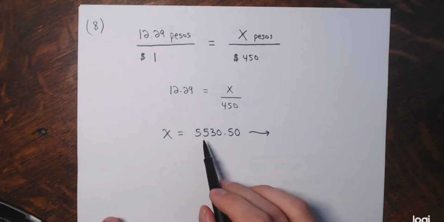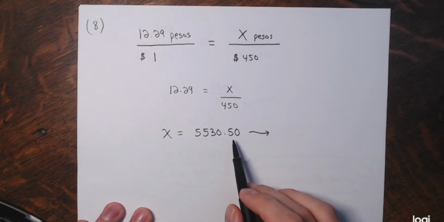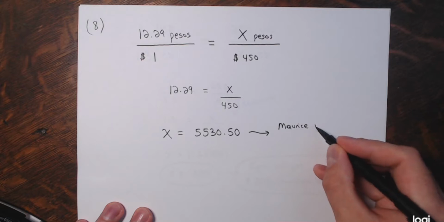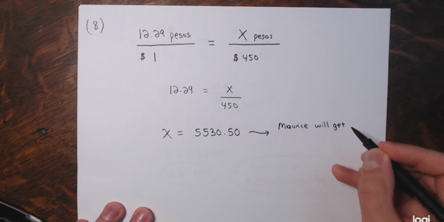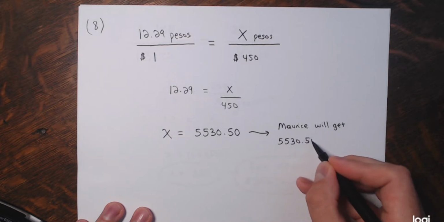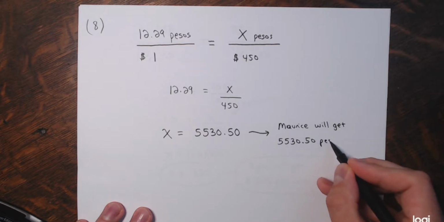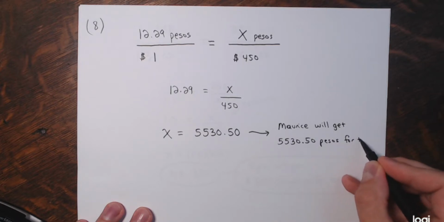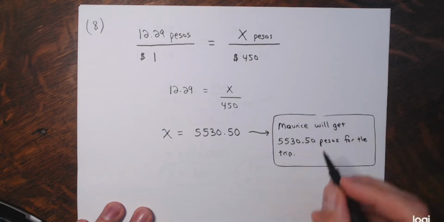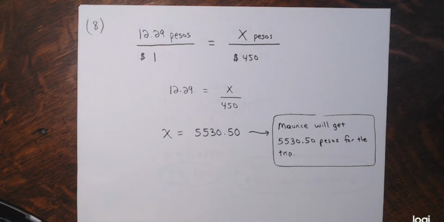So this is how much money Maurice would get in pesos. So I'll write that: Maurice will get 5,530.50 Mexican pesos for the trip when exchanging that $450. And again, for any word problem, you should be writing a complete sentence at the end to make it make sense.